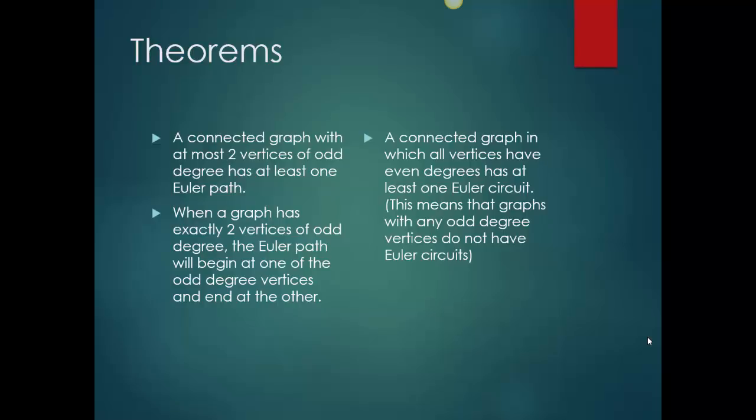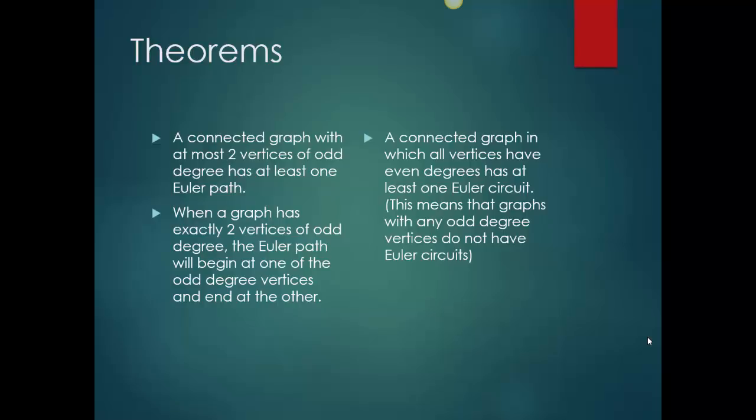A connected graph in which all vertices have even degrees has at least one Euler circuit. This means that a graph with any odd degree will not have an Euler circuit. Okay, so again, what does this say really quickly? It says all even has an Euler circuit. It says if there are exactly two odds, there's an Euler path.